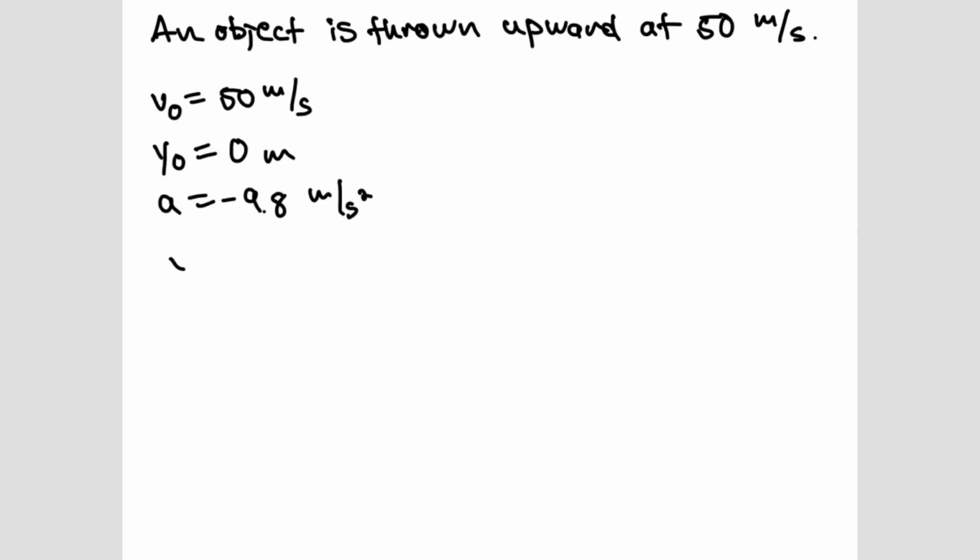What is this object's maximum height? All right. Again, we want to start by writing down all of our variables. A lot of our variables are somewhat similar to the previous problem. Initial velocity is 50 meters per second. Initial position, or initial height really, is equal to 0 meters. Our acceleration is equal to negative 9.8 meters per second squared. And we're trying to find y.